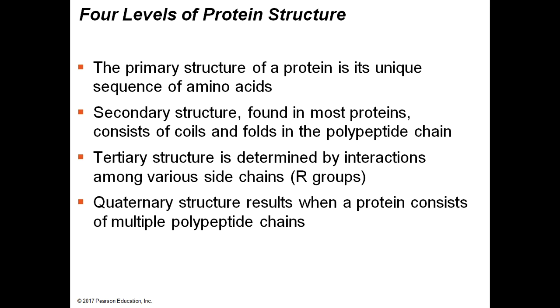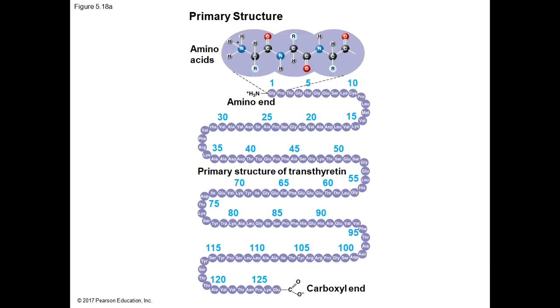So the primary structure of a protein is a unique sequence of amino acids. The secondary structure, found in most proteins, consists of coils and folds in the polypeptide chain. The third level is the tertiary structure, and that's determined by interactions amongst various side groups, or the R groups. And then fourth is the quaternary structure, which results when a protein consists of multiple polypeptide chains.